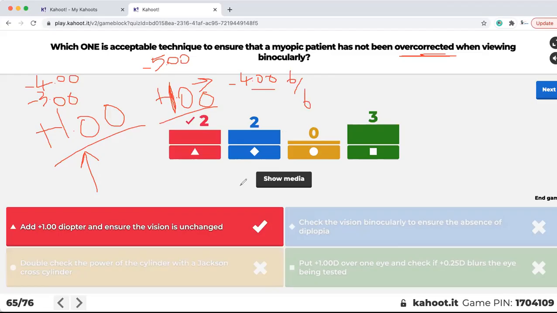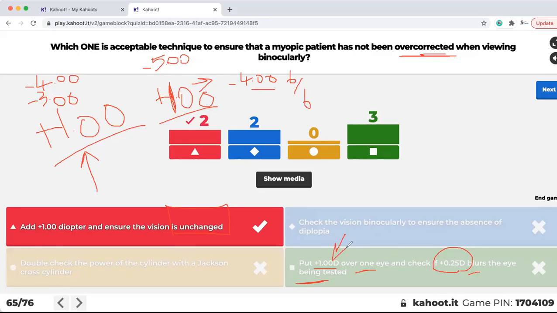So what will be the right answer now? Add the +1 diopter and ensure that the vision is unchanged. Yes, this is correct. We want to make sure that the vision is unchanged, which will detect if the patient is overcorrected or not. But what about putting +1 over one eye and checking if +0.25 blurs the eye being tested? No, we just put the +1 diopter and check if it will blur the eye. The +1 is responsible for blurring. It is called the +1 blur test.